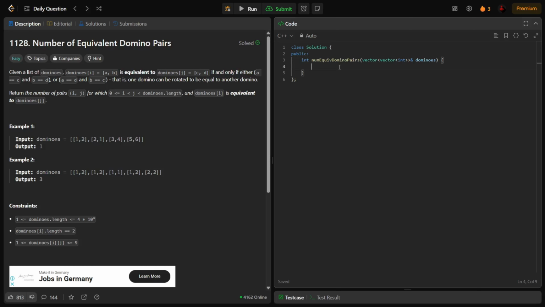First we will take a 2D vector whose name should be frequency, and we'll initialize it with size 10 because here they have said dominoes of i and j will be between 1 and 9. And we'll initialize it to 0. Now we will iterate through this domino vector, and let's say here i is domino of 0 and j is domino of 1.